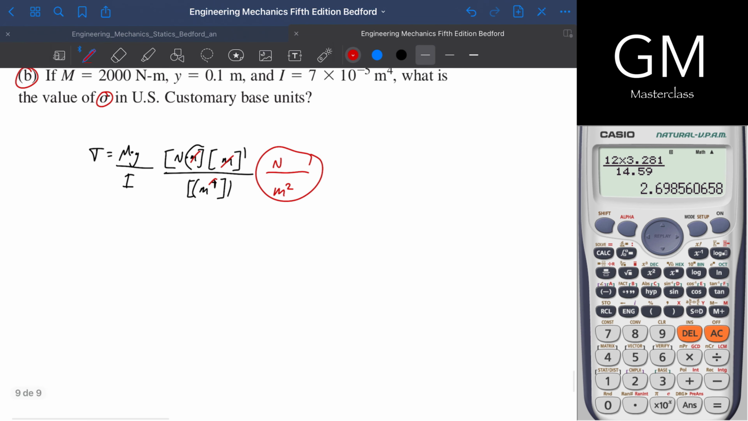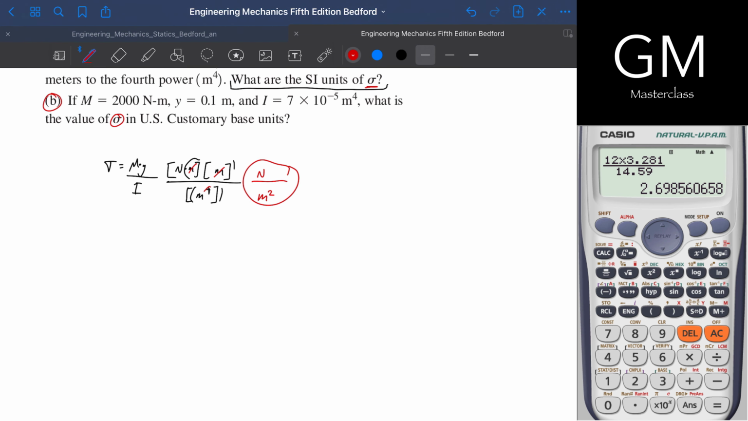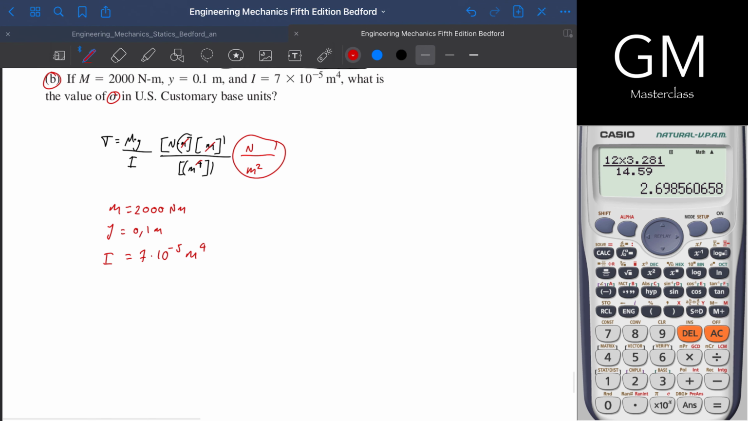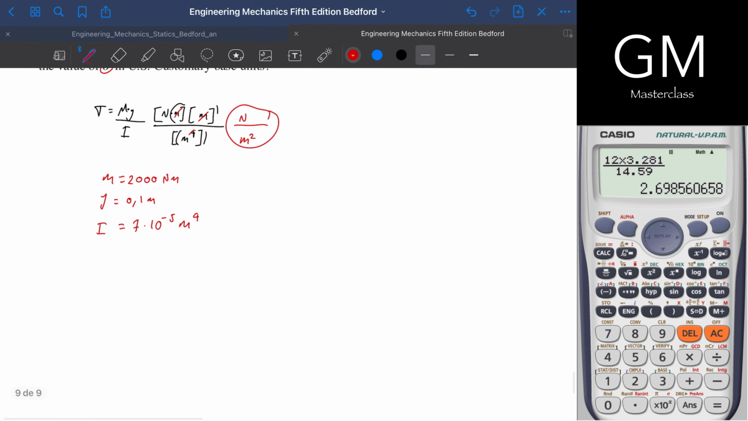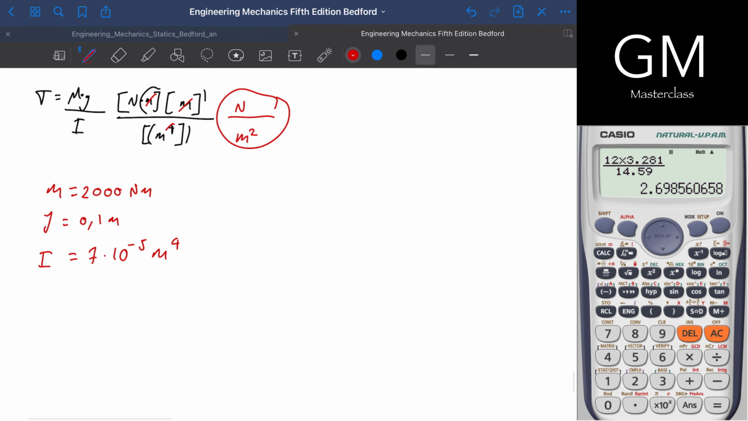Then the second part of the exercise is if M is equal to 2000 Newton meter, Y is equal to 0.1 meters, and I is equal to 7 times 10 to the minus 5th power meters to the 4th power. What is this value of sigma in US customary base units? So the customary base units, first we have to make that clear, is to change the newtons into force pounds and the square meters into square feet.